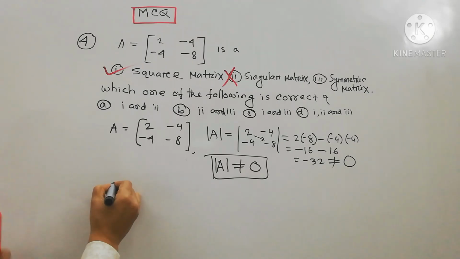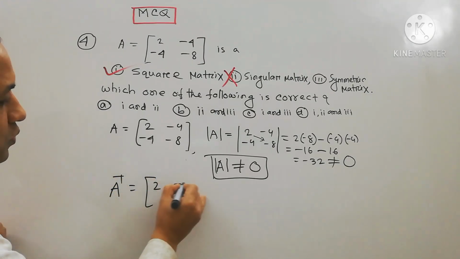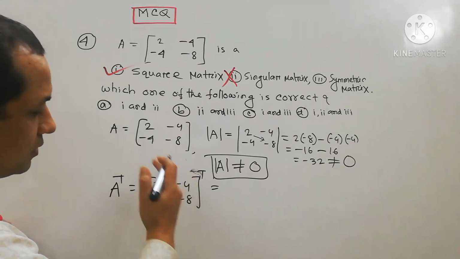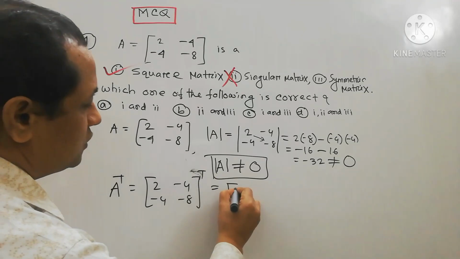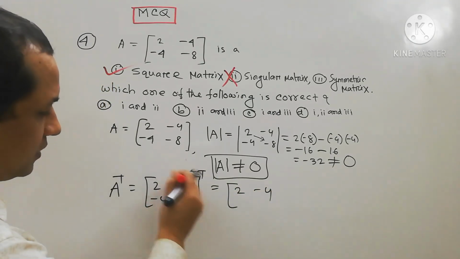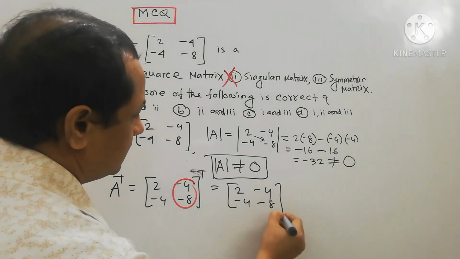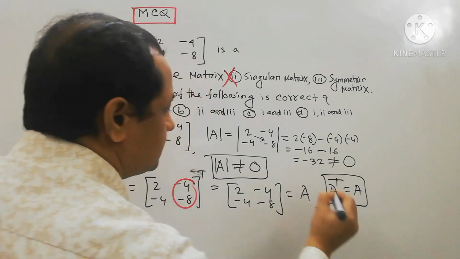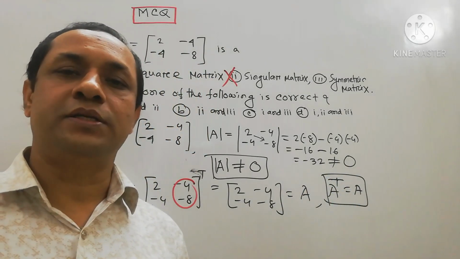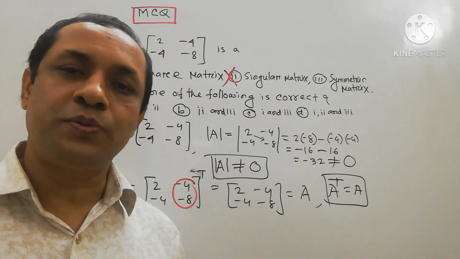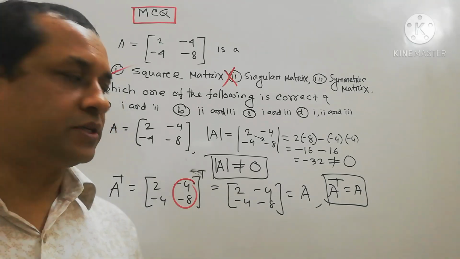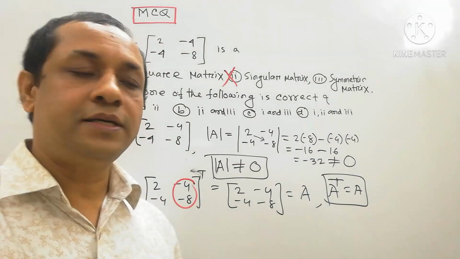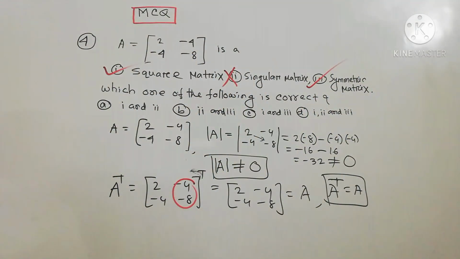And third, again student, the transpose matrix of A. So for 2, minus 4, minus 4, minus 8, the transpose matrix means the row converts to column and column converts to row. So we have 2, minus 4, and the second column converts to a row, minus 4, minus 8, which equals A. So here the transpose of A equals A. This is a symmetric matrix. We know that for a symmetric matrix, the transpose of A equals A. So matrix A is symmetric. So option 3, symmetric, is correct.